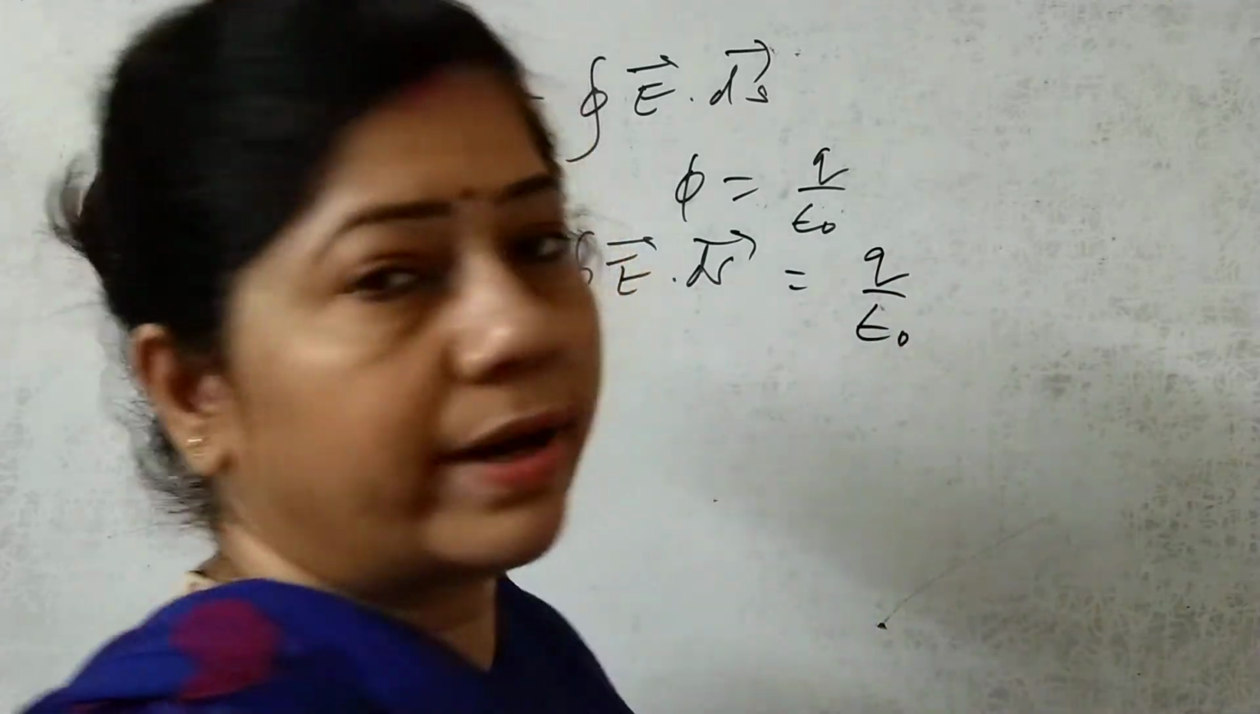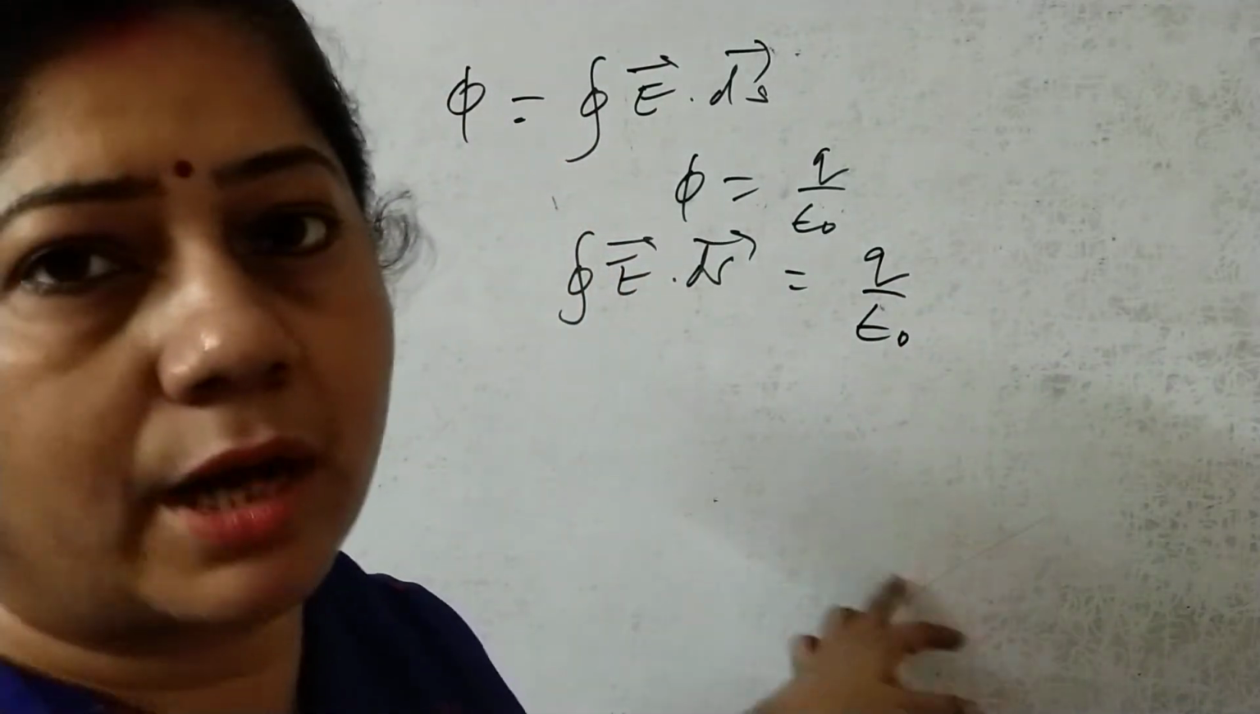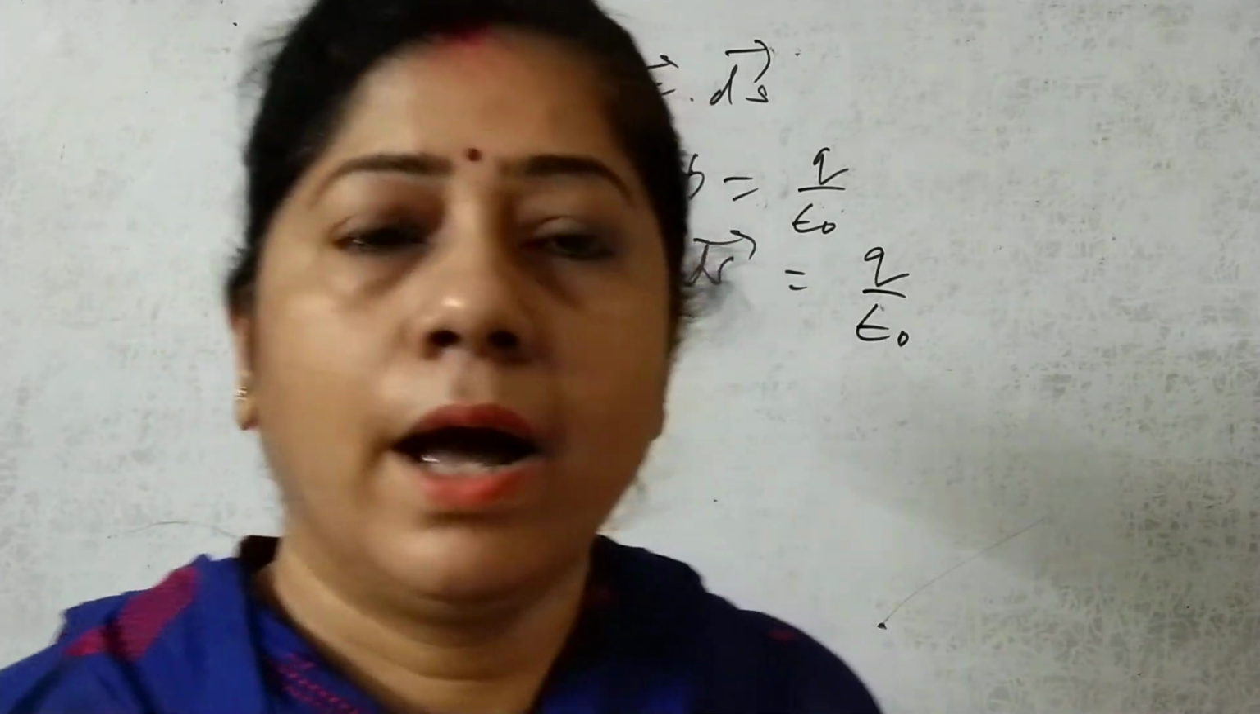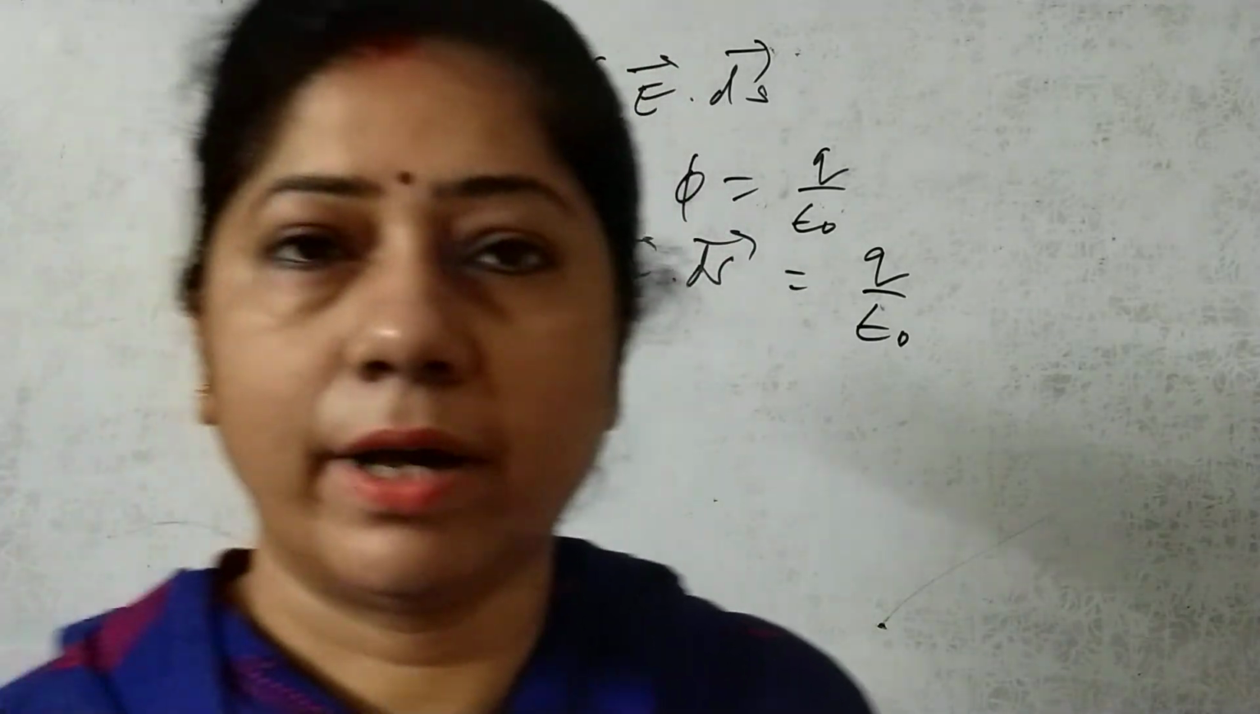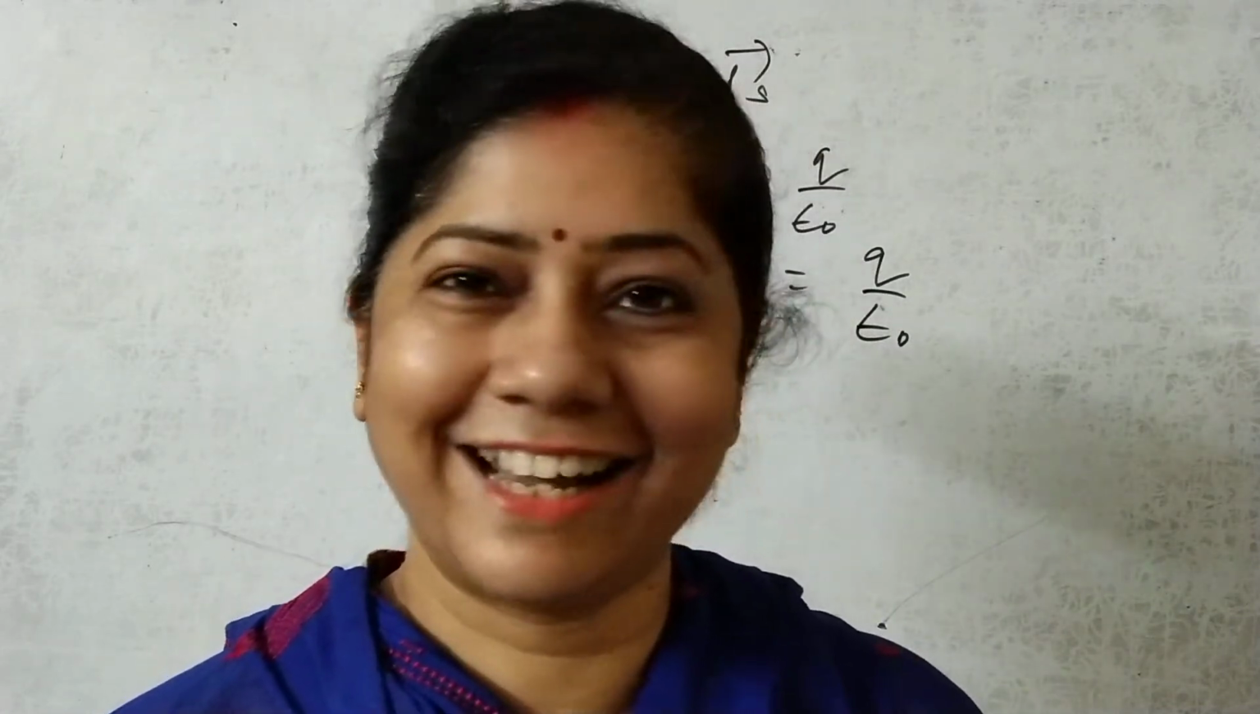This is the most important outcome of Gauss's theorem, and we have already done it. We have also seen some properties of the Gaussian surface, how it behaves, and what conditions we need to take care of.